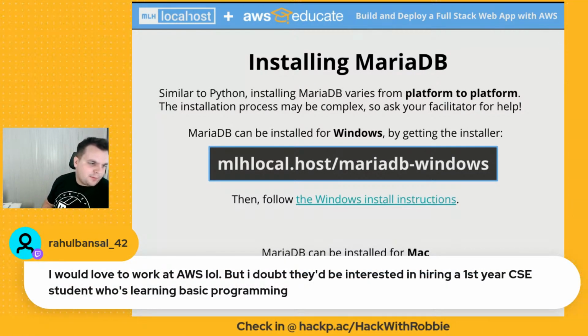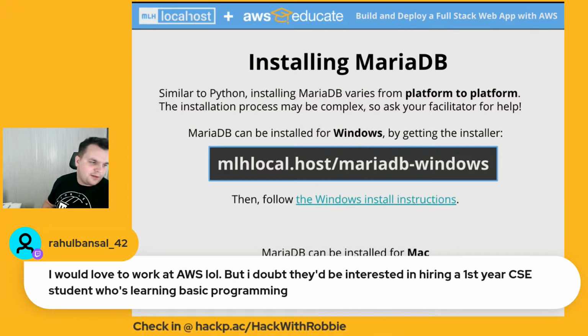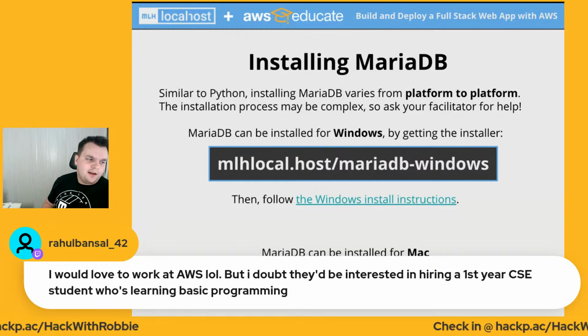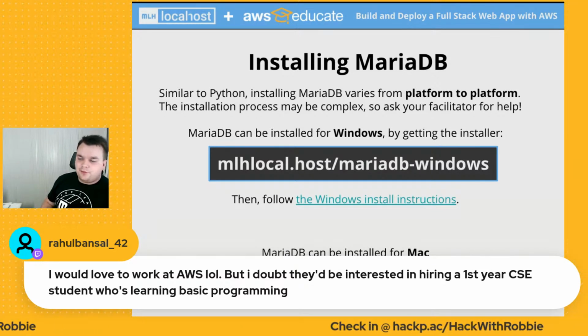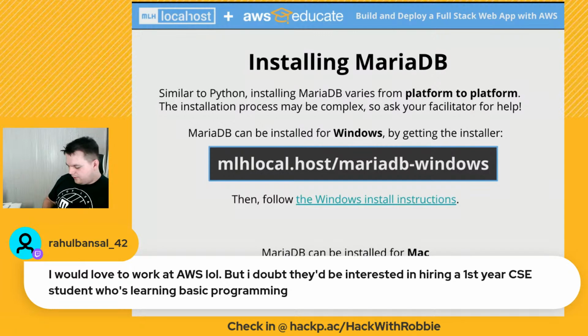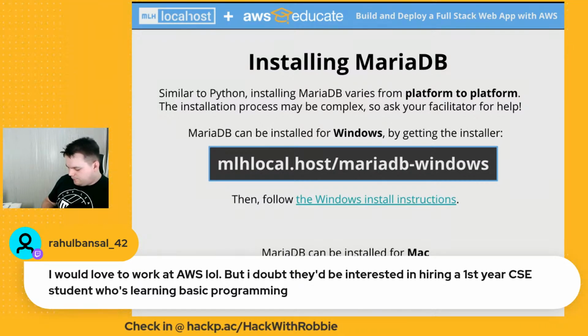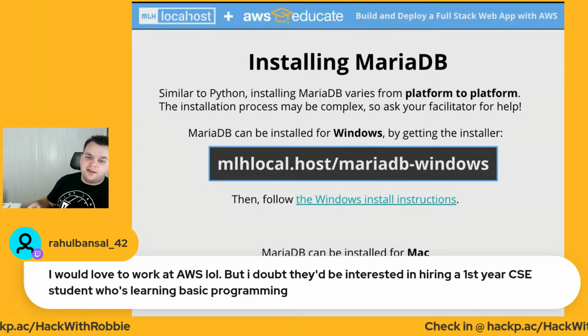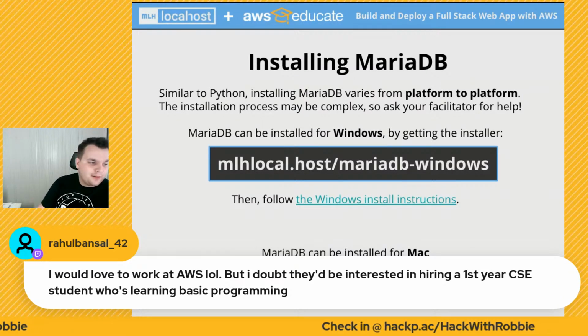I'd love to work at AWS, but I doubt they'll be interested in hiring a first-year computer science and engineering student who's learning basic programming. Well, we have internships for exactly that kind of thing. Everybody's got to start somewhere. My first proper job was before I worked at AWS. I was a PHP developer, and I didn't know anything about PHP when I started, and they still hired me.